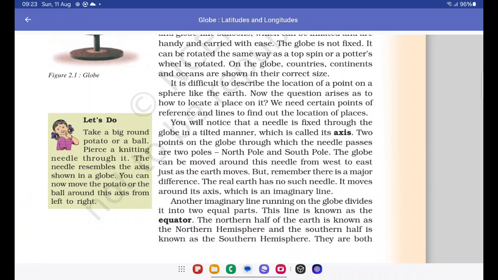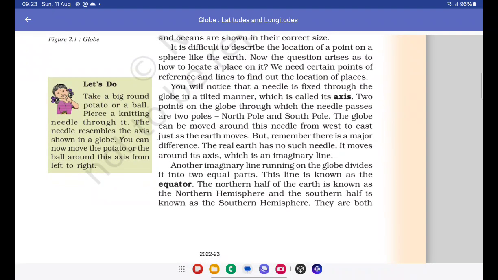But remember, there is a major difference. The real Earth has no such needle. It moves around its axis, which is an imaginary line. So the Earth basically moves around its axis, which is an imaginary line. Another imaginary line, okay, we'll read about that later. First, let me show you what the axis is.